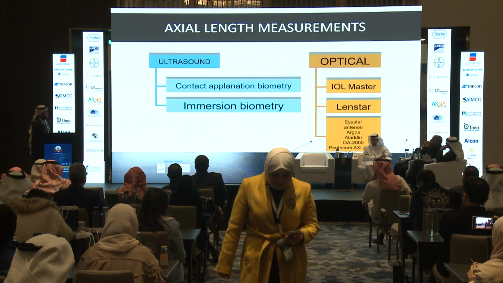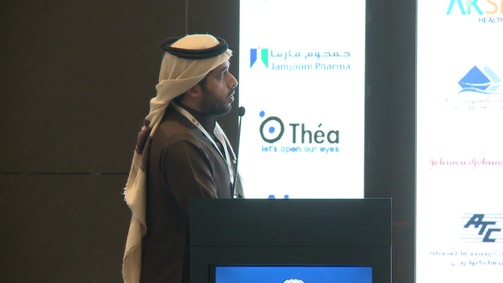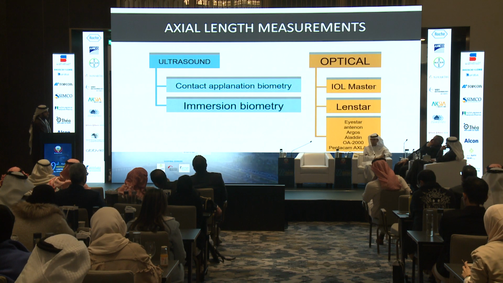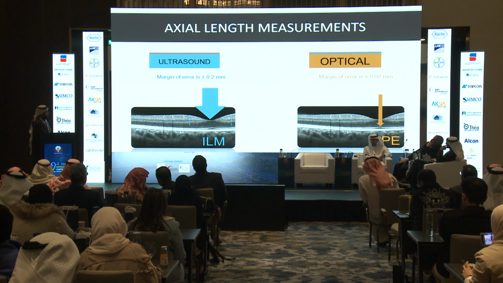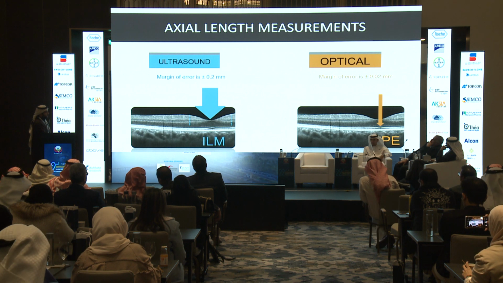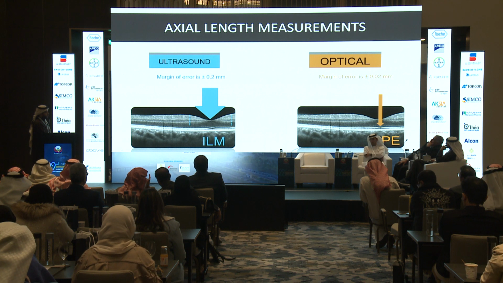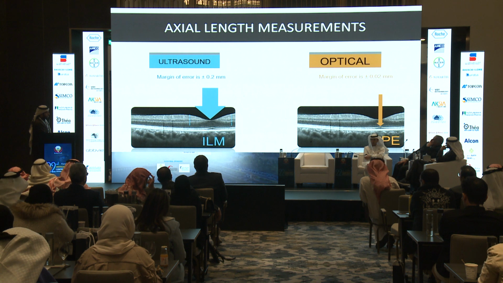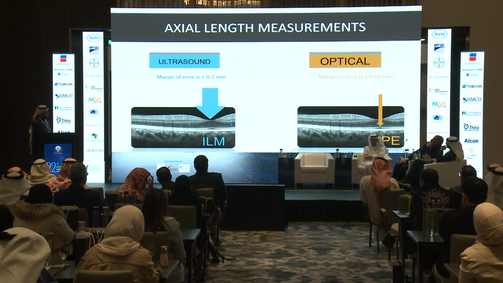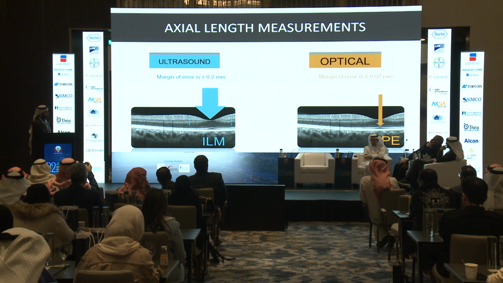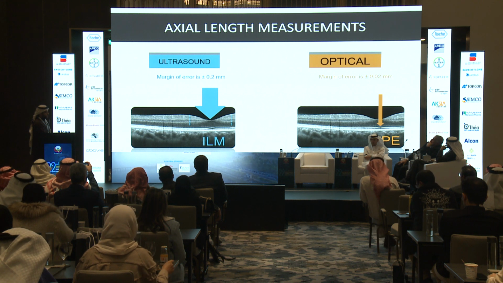The axial length we can measure using ultrasound, whether by contact or immersion biometry, or by optical devices like IOLMaster, LENSTAR, and others. The optical is more accurate, and it measures the axial length up to the RPE, unlike the ultrasound, which measures up to the ILM. And if we measure up to the ILM, the axial length measurement is affected by corneal edema.